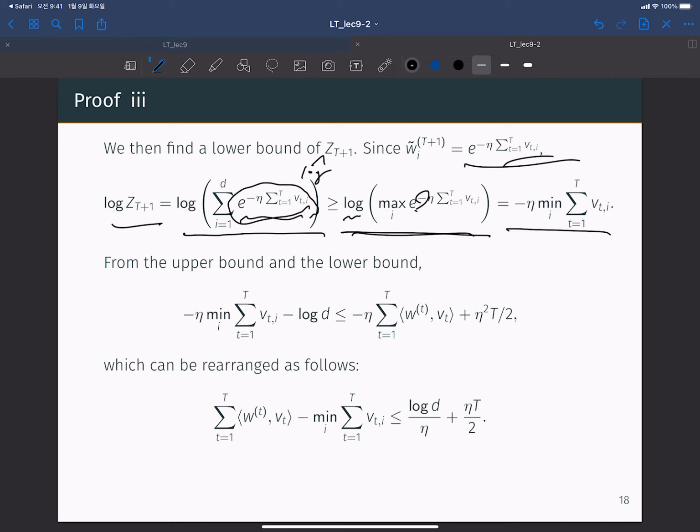So from the upper and lower bounds that we obtained up to now, we have this. This is the lower bound of log Z_{T+1}. So write log d here. From the definition, log Z_1 is equal to log d. So this is the lower bound of log Z_{T+1}, and this is the upper bound of log Z_{T+1}.